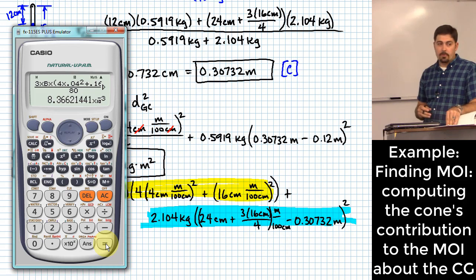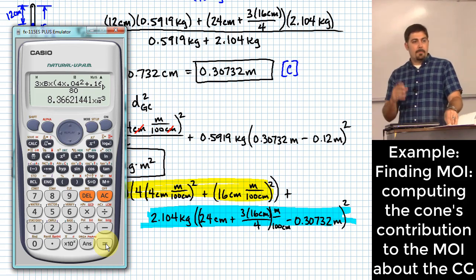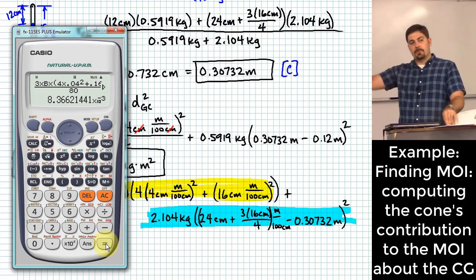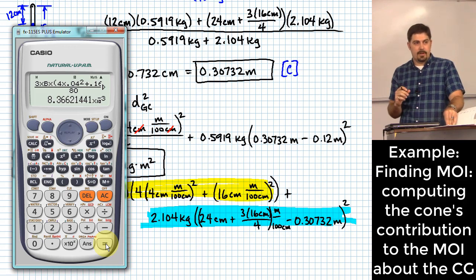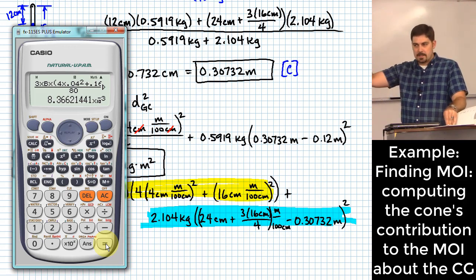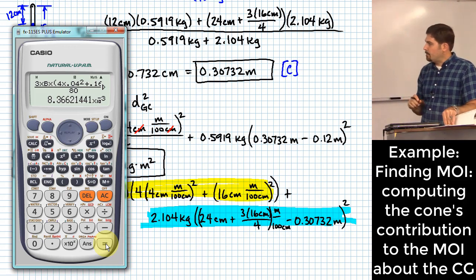It all has to do with your radius values, right? The mass of the rod is spaced further away from the CG of the overall piece, right? So it's because of that distance, it gets weighted more heavily.